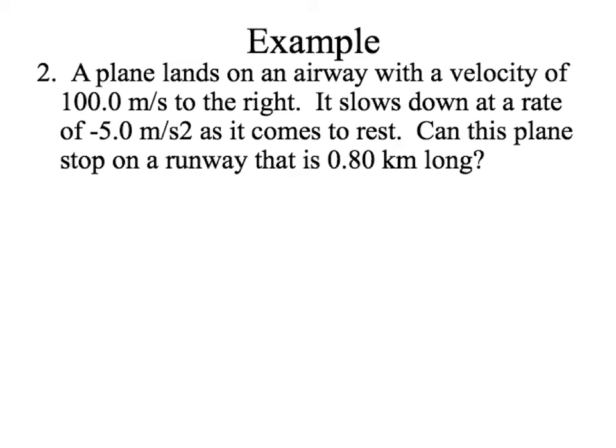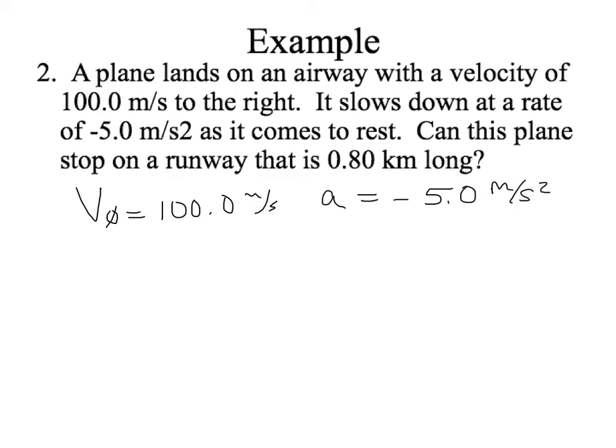Okay, we're going to start this example where a plane lands on a runway with a velocity of 100 meters per second to the right. So we're going to call our initial velocity 100 meters per second, and this will be positive. It slows down at a rate of -5 meters per second squared.